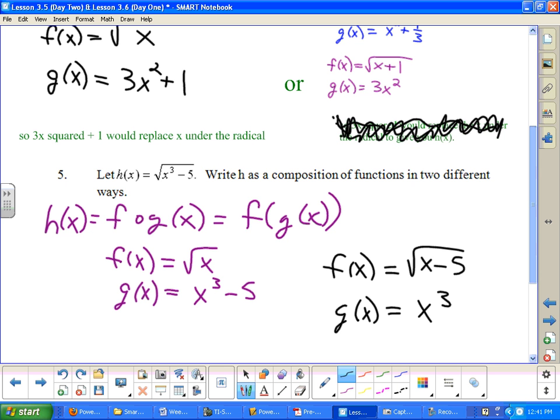Okay. Yes? Are you multiplying the g of x equation with x, or are you just putting what the g of x is? We're doing a composite function, which means we're replacing x with the other function. Okay? So we're replacing this x in f of x with all of this from g of x. Okay? That's what the composite is.